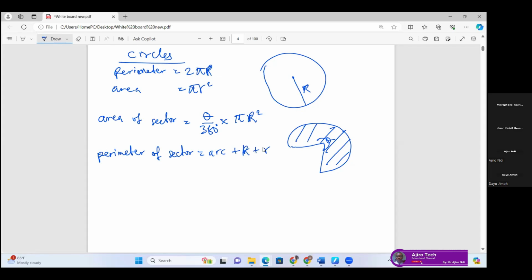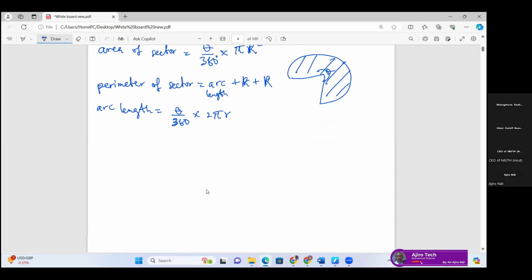Let me use capital R for radius now. Arc length plus radius. But what is arc length? Arc length is the angle of the arc over 360 times 2 pi R, because arc length is a length along the circumference of the circle. The angle of this arc over 360 times the circumference.